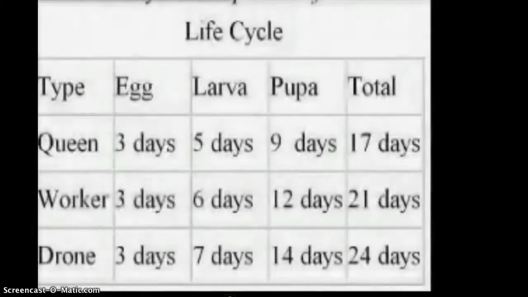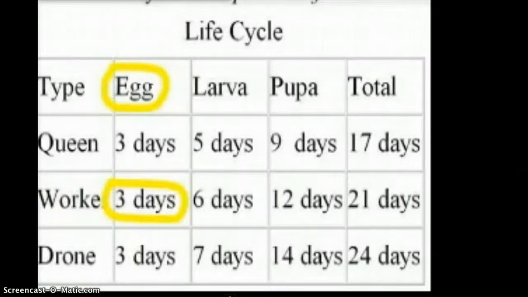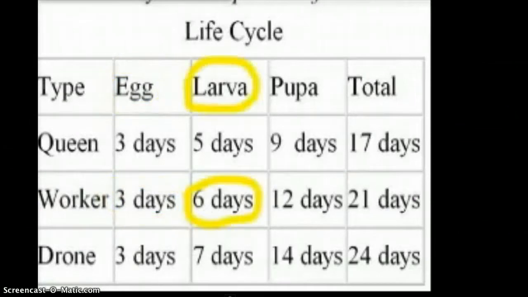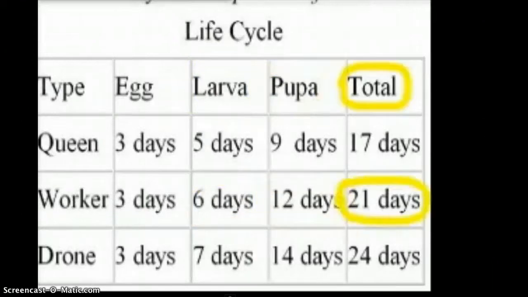This table summarizes the life cycle of the honeybee, Apis mellifera. Life cycle information for a worker honeybee shows that she spends 3 days as an egg, 6 days as a larva, 12 days as a pupa, and then emerges as an adult 21 days after the egg was laid.